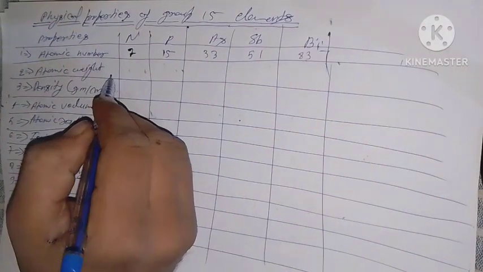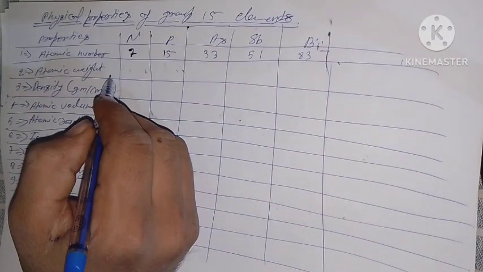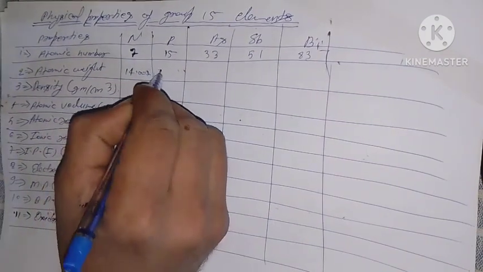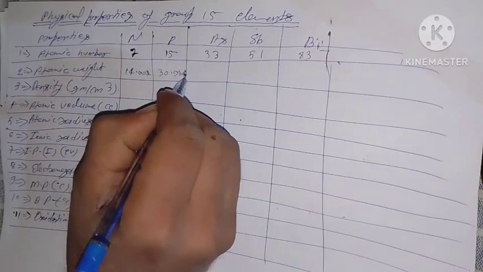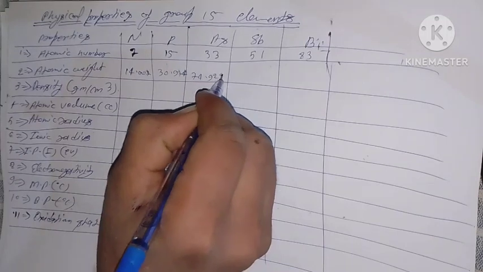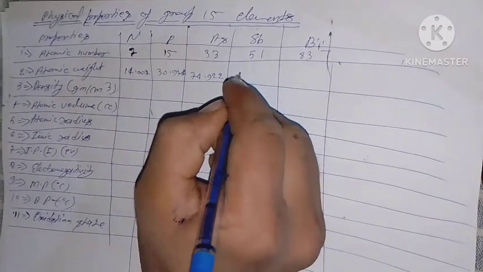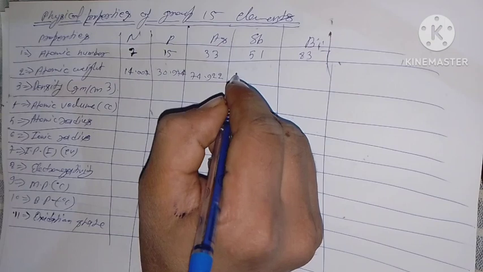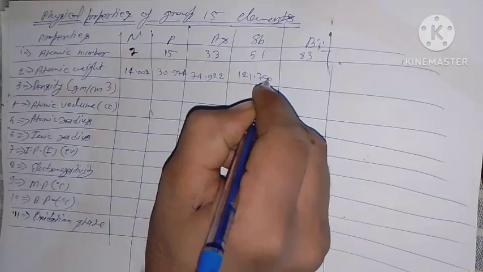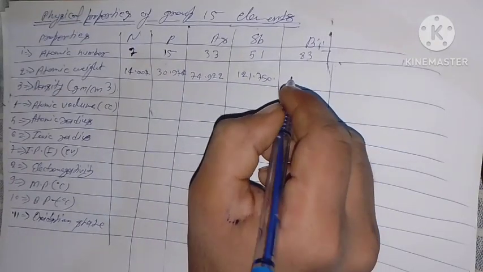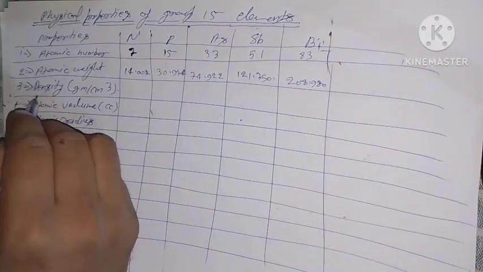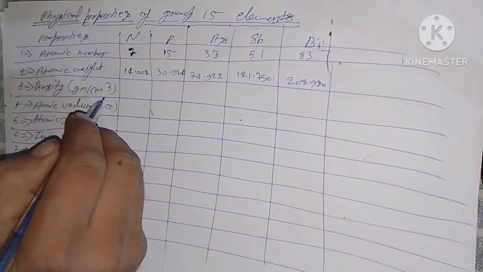Second point, atomic weight. The atomic weight of nitrogen is 14.007, phosphorus is 30.974, arsenic is 74.922, antimony is 121.750, and bismuth is 208.980.